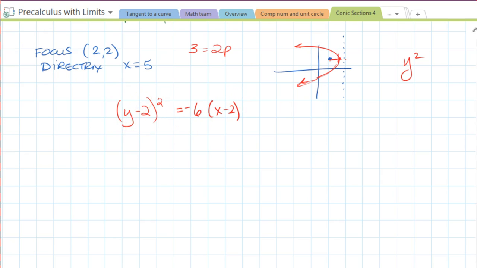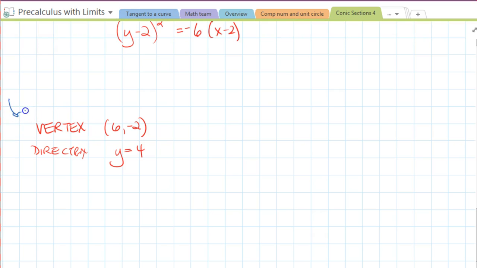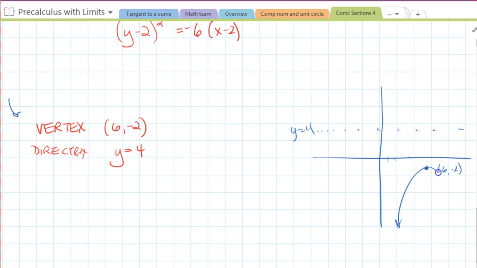Okay, let's do one more. I made this one up. I hope I'm not sorry. The first thing I do is write down the two things I'm given. The second thing I like to do is draw it. So the vertex is (6, -2). Let's count 1, 2, 3, 4, 5, 6, so it's about there. And if my directrix is y equals 4, that's up here, right? So this is y equals 4, and this is (6, -2), my vertex. Which way does it point? It must travel downward.